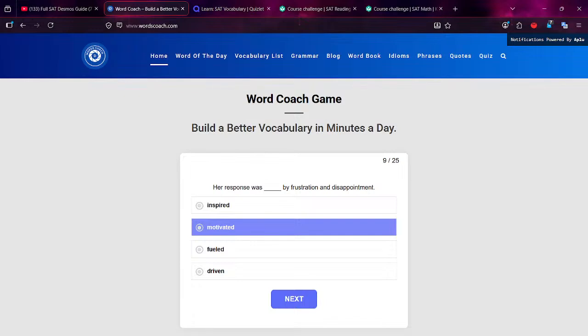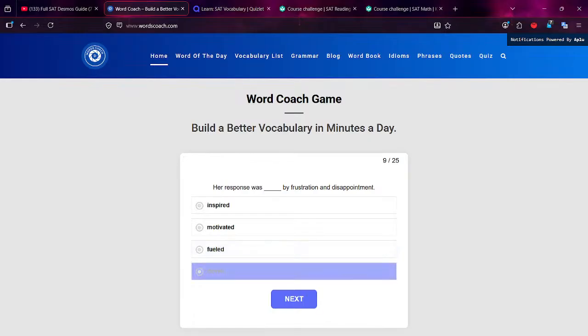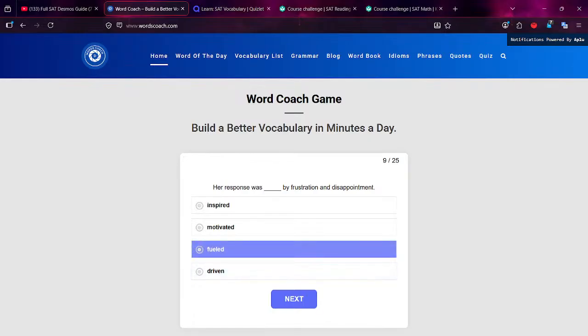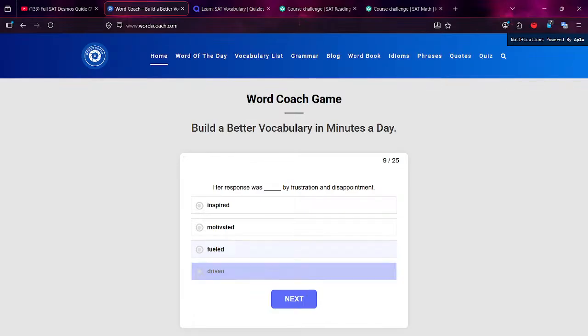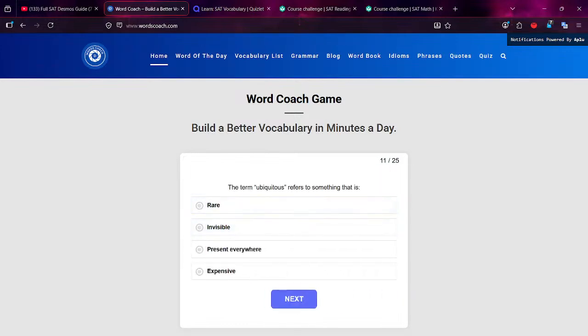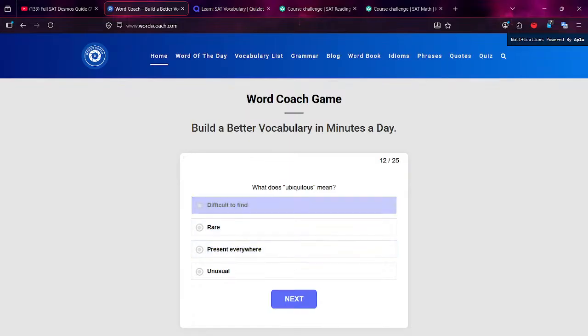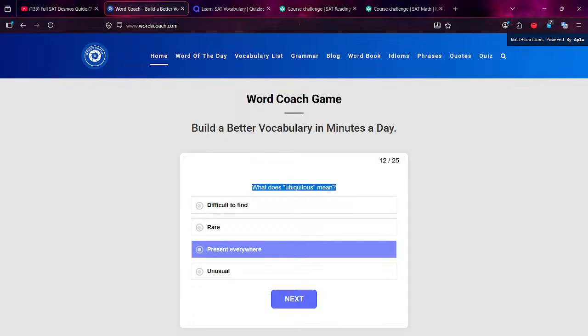That would make sense because it's either fueled or driven. Fueled would be okay, let's click one of them. Okay. Well, it's fueled. She'll always wear a red dress. Okay. The term ubiquitous refers to something that is present everywhere, omnipresent. What does ubiquitous mean? Ubiquitous means present everywhere.